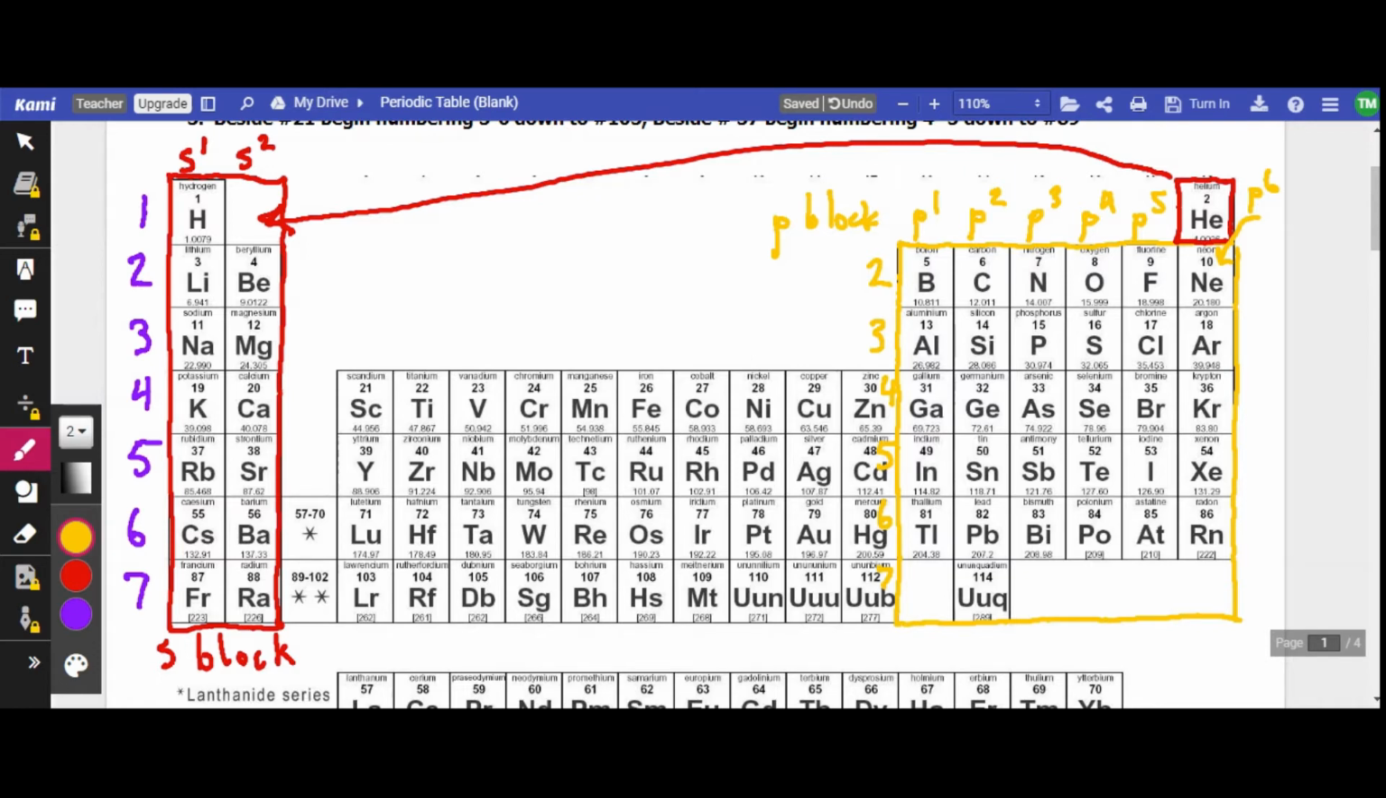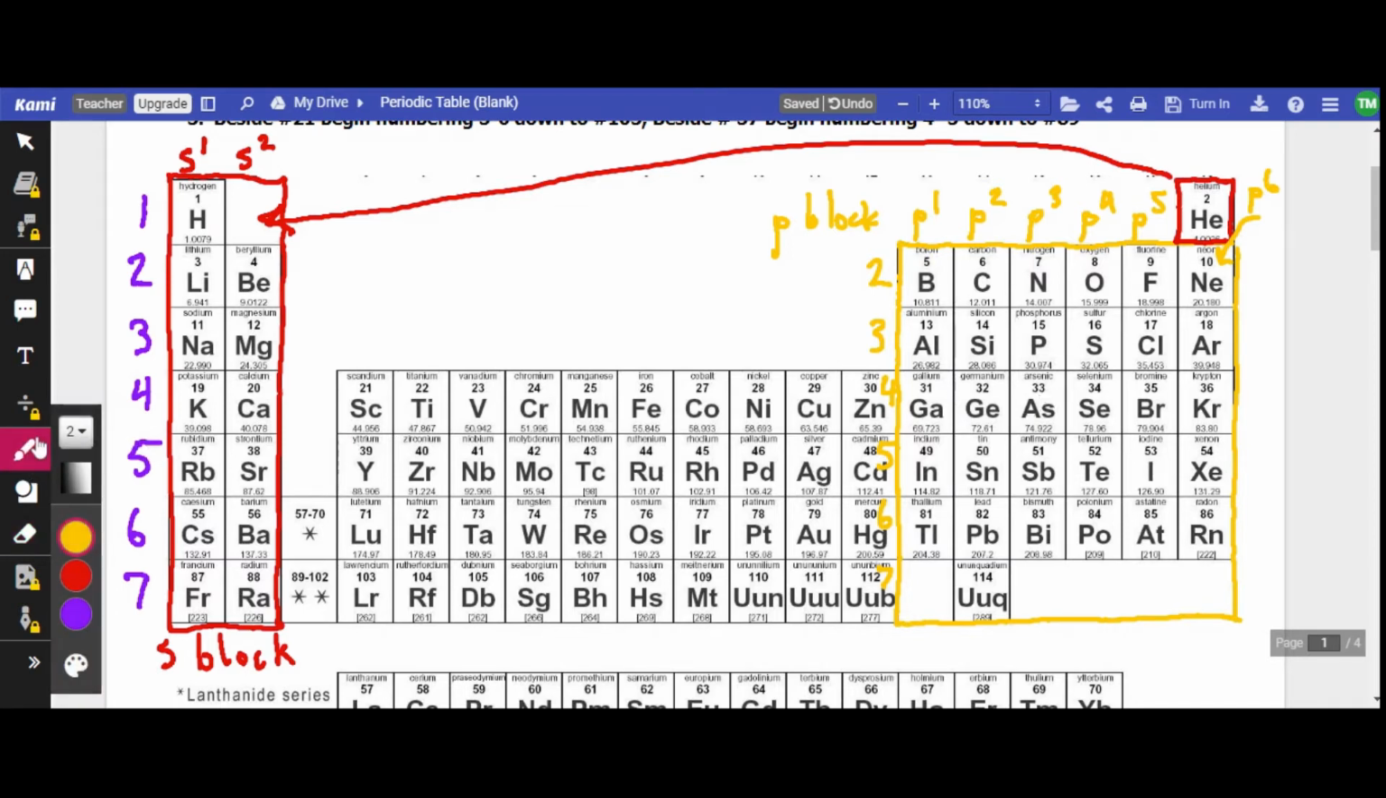And again, we just play Battleship with this. We can say, okay, well, third energy level, it's in the 5th column of the P block, so chlorine would end in 3p5. Or arsenic. The arsenic is in the 4th energy level, 4th row. It's in the 3rd column of the P block, so it's going to end in 4p3. Okay? So that's the P block.